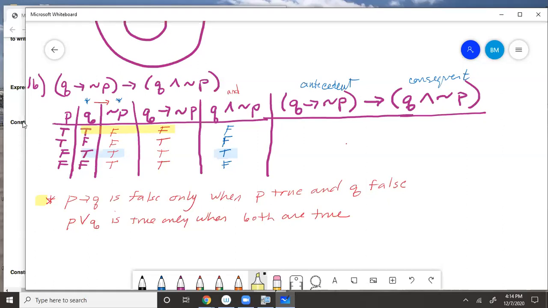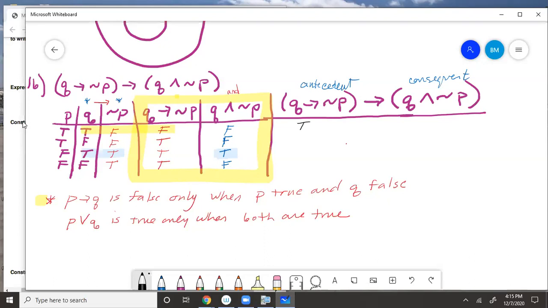All right, so we're looking at these two columns here, right? For this last part. So for this to be a false statement, the first part has to be true and the second part false. So when they're both false, that's true, right?